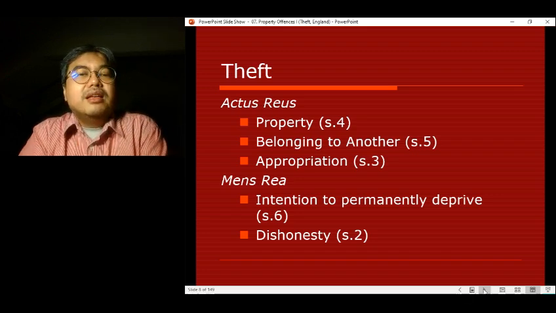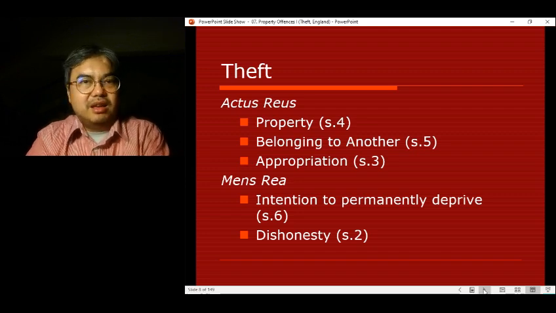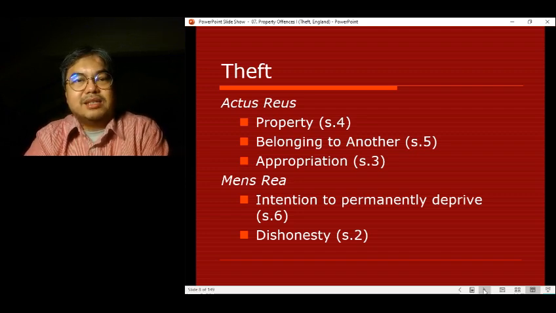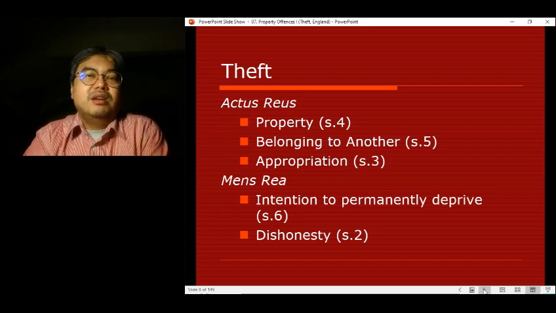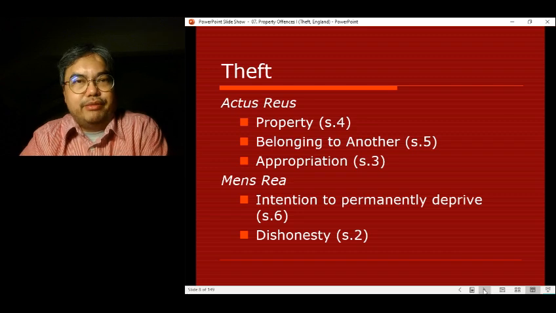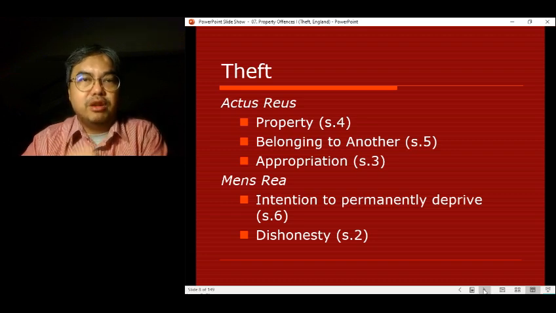Okay, now looking at the definition, you can break it up into the actus reus and the mens rea. Normally if this was a live lecture, I would ask you all, what are the elements of actus reus, what are the elements of mens rea? In fact, how many elements can you pick up from that definition? So the correct answer, as you can see on the slides, is that there are five elements. There are five elements of theft, which means that if you're for the prosecution, you will have to prove these five elements beyond a reasonable doubt.